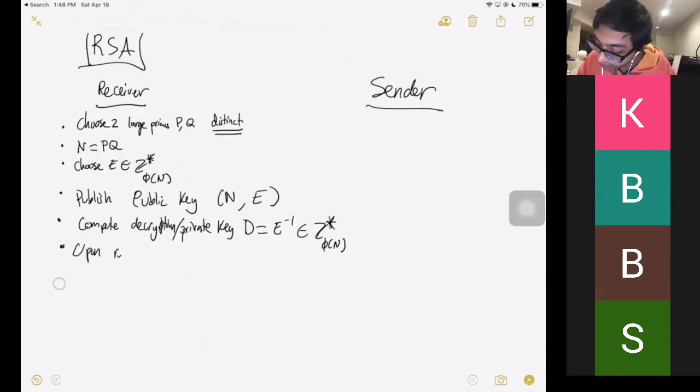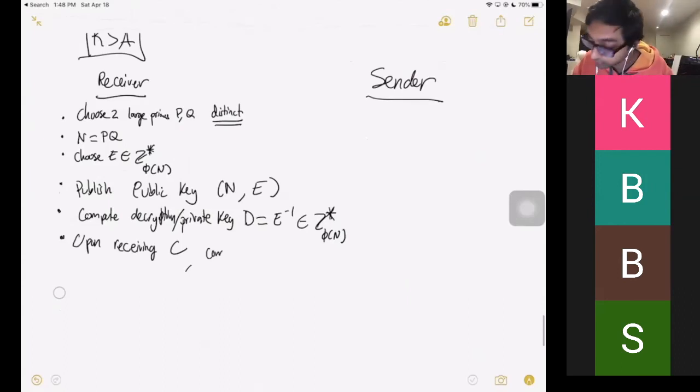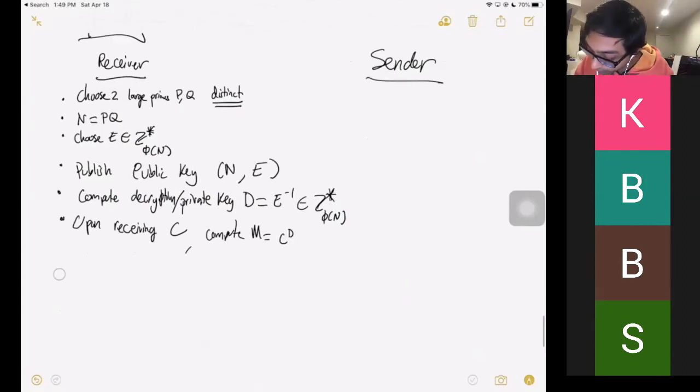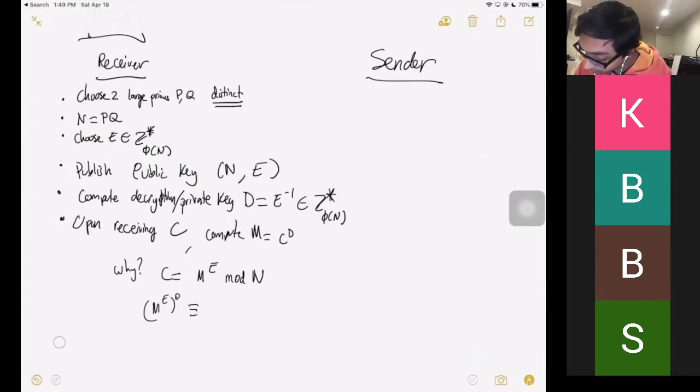Upon receiving a ciphertext, which is just an encrypted message, upon receiving a ciphertext C, compute M is equal to C to the D. Why? Because C is really equal to M to the E mod n. And then M to the E to the D is equivalent to M to the ED mod phi of n, which is equivalent to M to the 1 mod n.